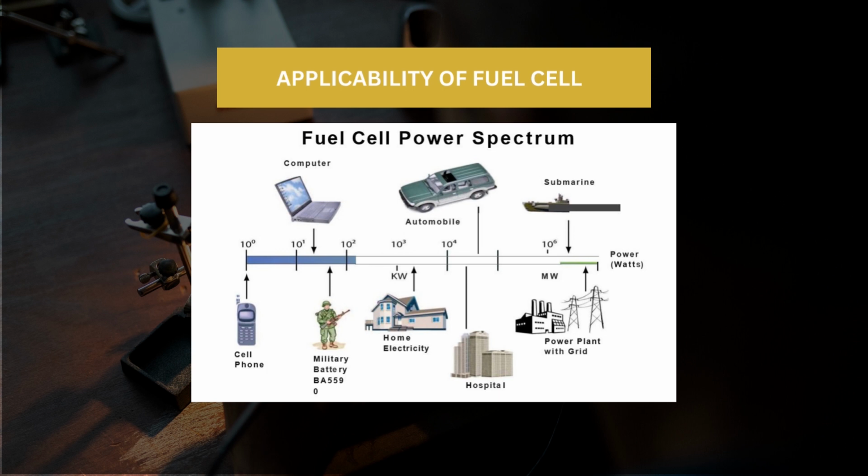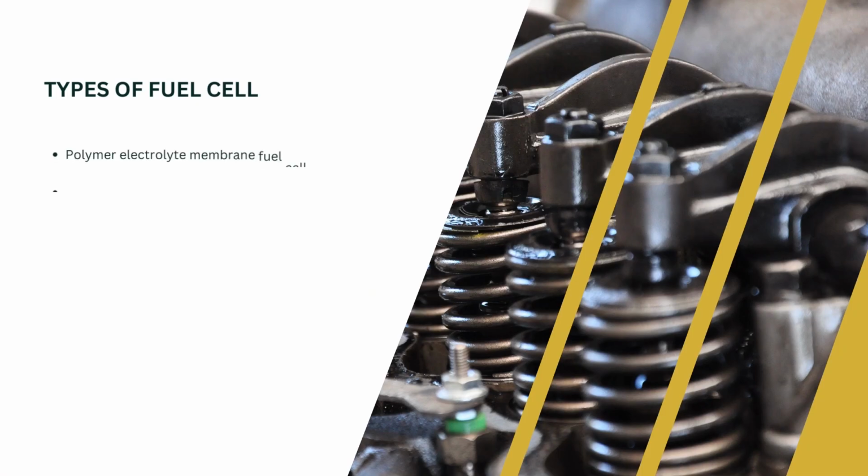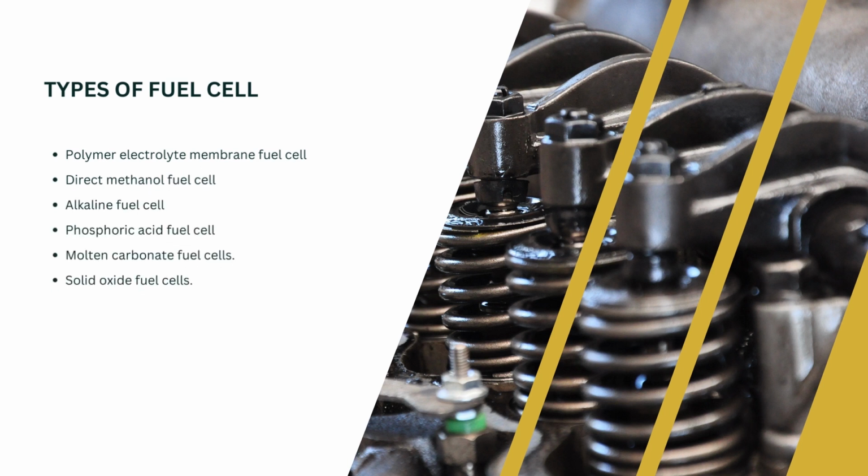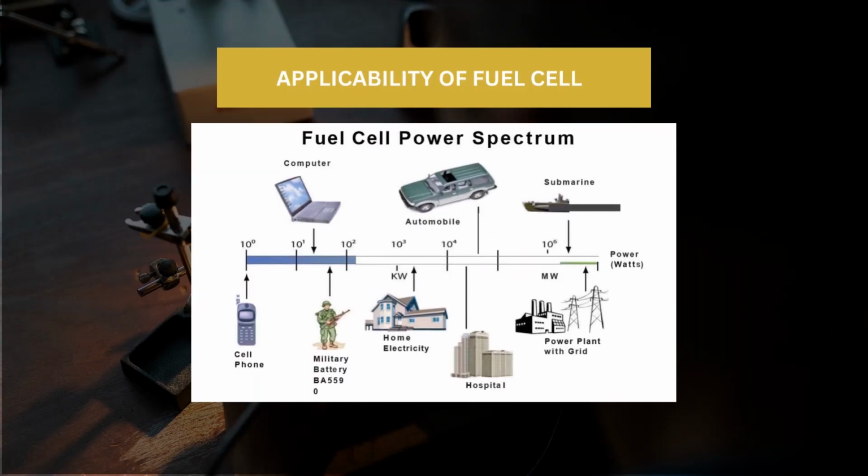First, the type of fuel cell. Different types of fuel cells such as proton exchange membrane, PEMFC, solid oxide fuel cell, SOFC, alkaline fuel cell and molten carbonate fuel cell have varying power spectrums. Some may be better suited for high power applications, while others excel in low power or high efficiency applications. Second, we have operating conditions. The power output of a fuel cell is influenced by operating conditions, including temperature, pressure and concentration of reactants, that is hydrogen and oxygen. Adjusting these conditions can impact the power output and efficiency of the fuel cell.